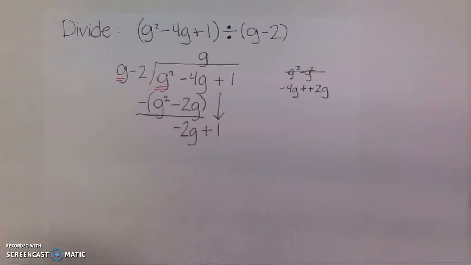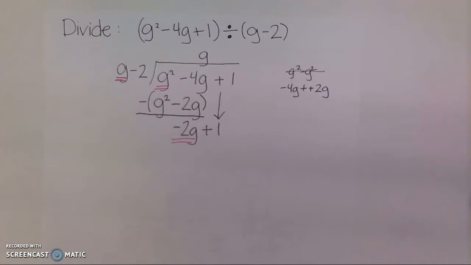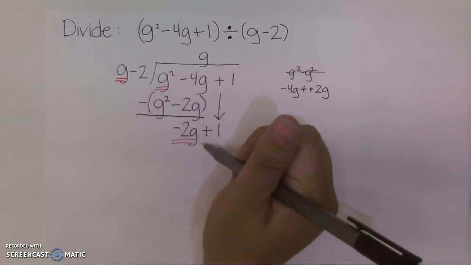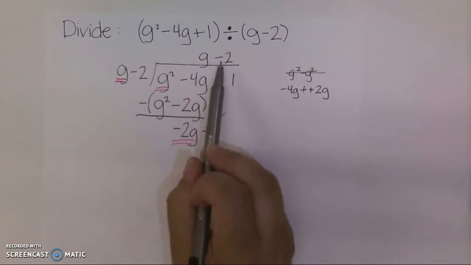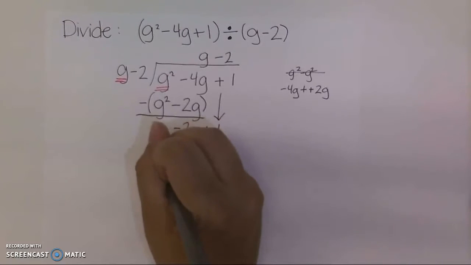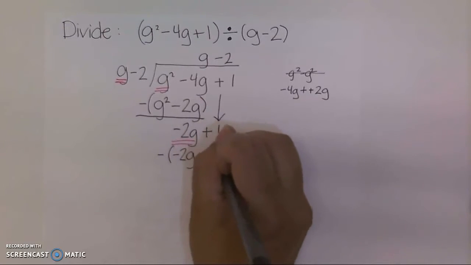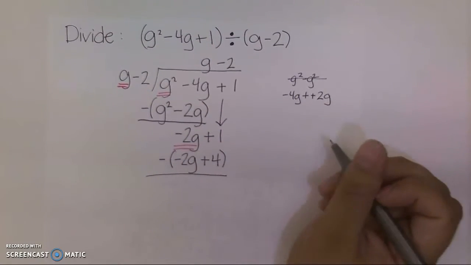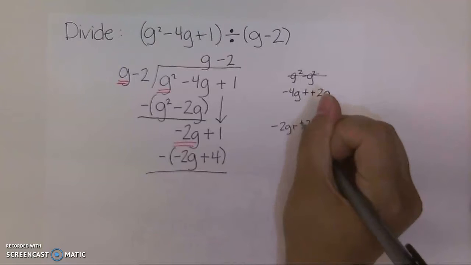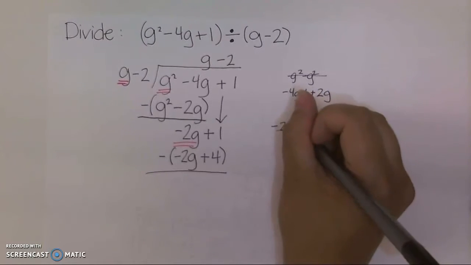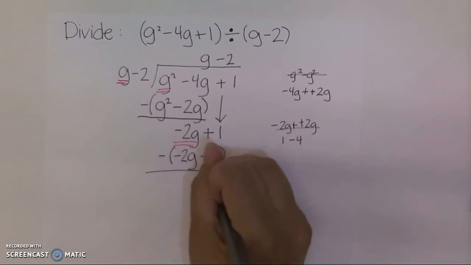And now again, I only care about, at this point, that g out front and the negative 2g right there. So what would I need to multiply g by to get to my negative 2g? Negative 2. So now I'm going to take that negative 2 and I'm going to multiply it out over here. So I have negative 2 times g, negative 2g, negative 2 times negative 2, positive 4. So I'm going to do my subtraction now. We've got negative 2g minus negative 2g. Again, there's that double negative that allows us to cross that out. That equals 0. And then we've got 1 minus 4. 1 minus 4 is negative 3.